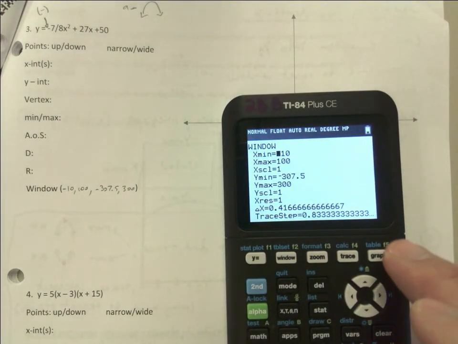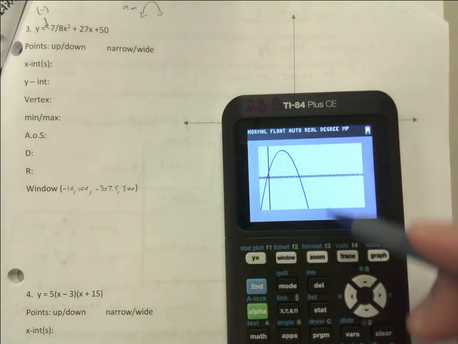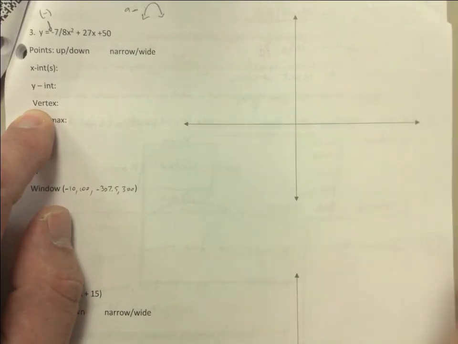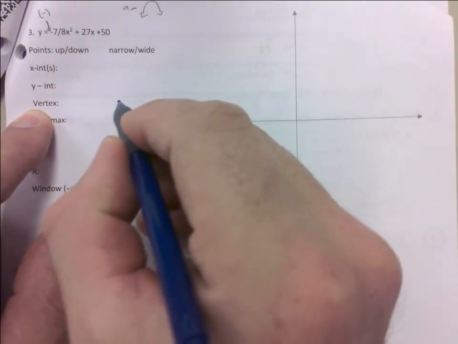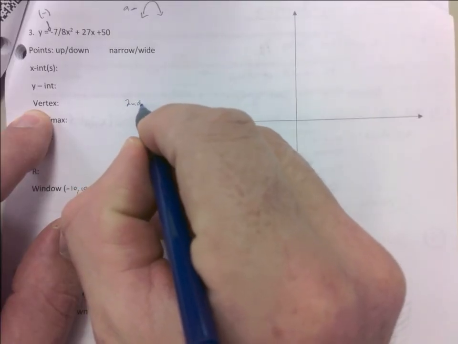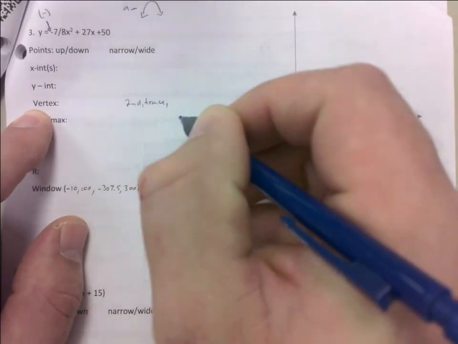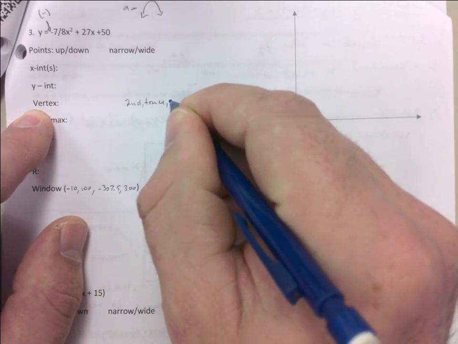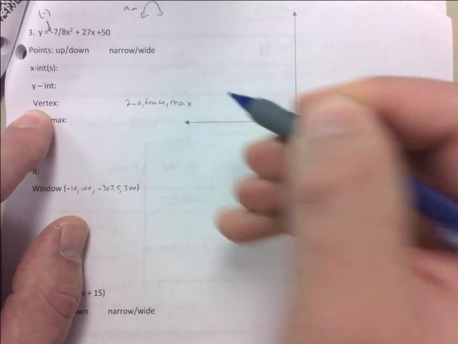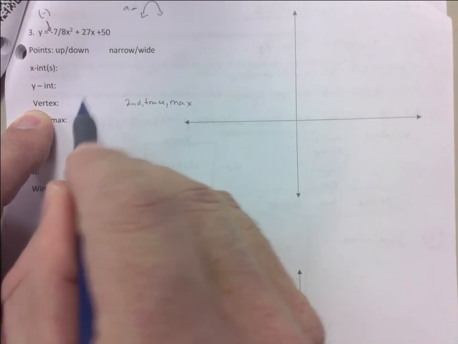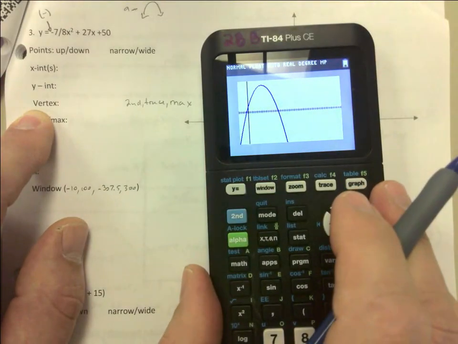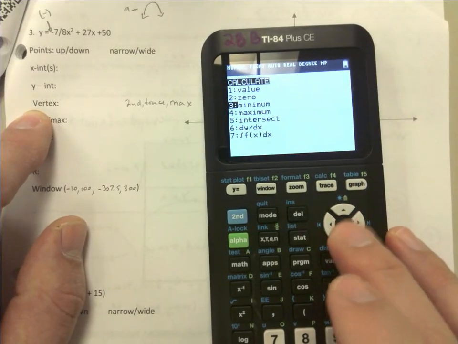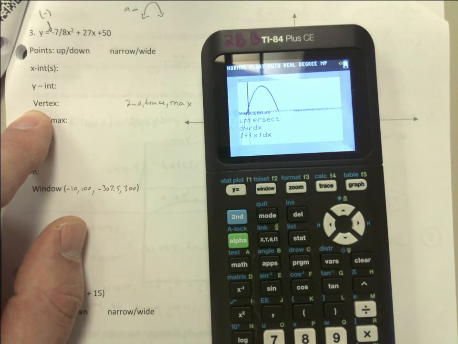So I'm going to hit graph again now. I see everything I need to see. Let's do the vertex first. Let's tell ourselves what we're pressing to get that. So I'm going to go second, trace, and min or max. Because it both will give you something. In this case, it's max. So we'll put the coordinates right here. So grab your calculator. You go second, trace, and in this case, it's maximum.